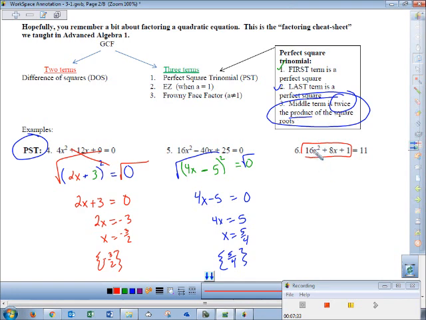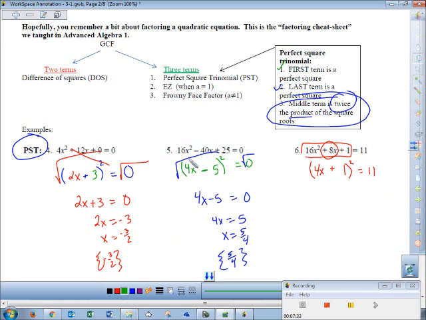So 16x squared, you bet, its square root is 4x. Then check the last term. Is it a perfect square? Yep, 1 is a perfect square. And then bring the sign from the middle down. Is this middle term twice the product of these numbers? You better believe it. So it's going to be this quantity squared, but now it equals 11.